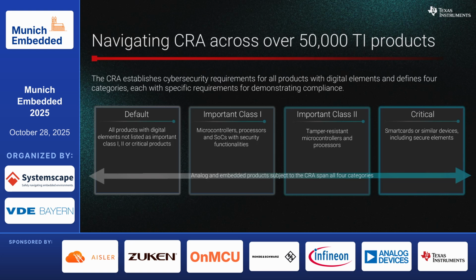We talked a lot about software, MCUs as well. Important class 1 and class 2, these are microcontrollers, processors with security functionalities, and also with tampering features in class 2. And then there is this default bucket. On the semiconductor side as well, it means that, again, I mentioned, every or any product with a digital element, and think about it, which product does not have a digital element anymore today? We can maybe say it's an operational amplifier. It's maybe this one, yeah. We can maybe say it's a voltage reference, right?